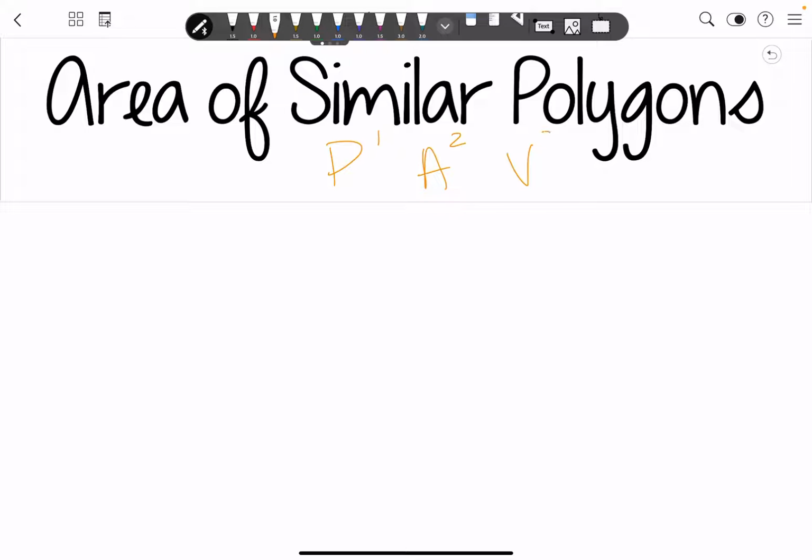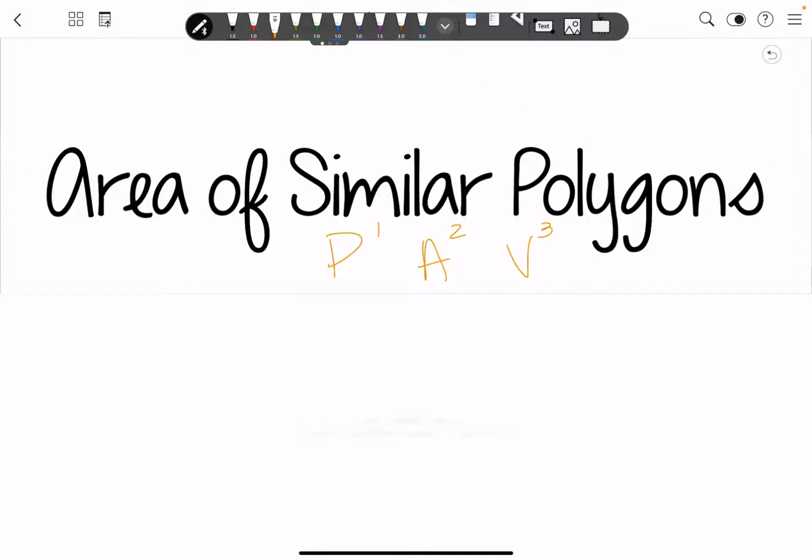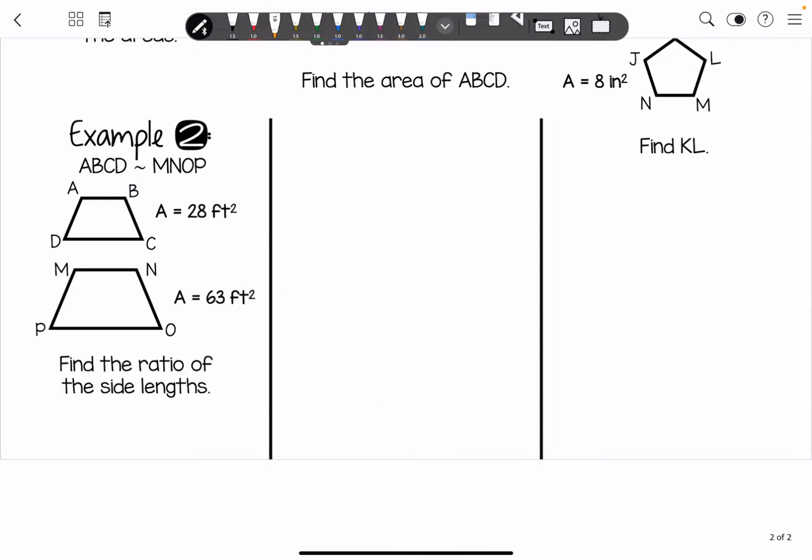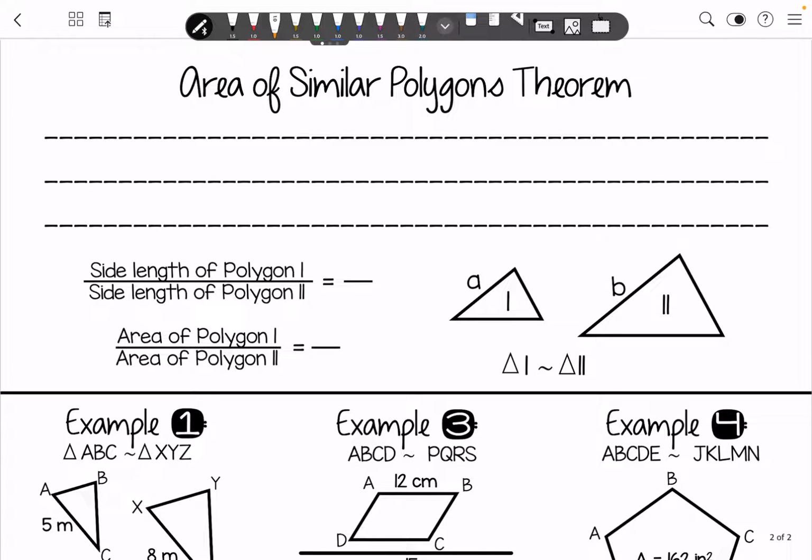1, 2, 3. And we're going to talk about that a little bit more on the inside. All right, so the reason why we write PAV 1, 2, 3 is it reminds us of the units that we're working with when we're working with perimeter, when we're working with area, and when we're working with volume. You'll recall that when we're doing area, we're working with square units.